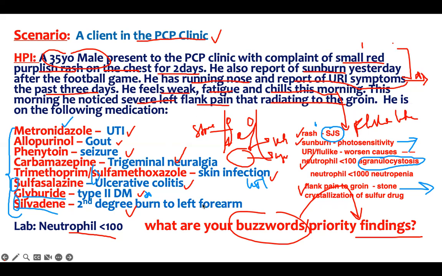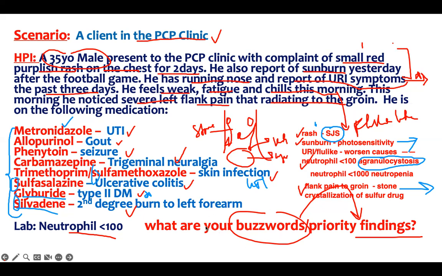So what did this patient have? Complications of sulfa drugs. He has a rash, Stevens-Johnson syndrome. He has a sunburn, photosensitivity. He feels weak, fatigue, and chills because he's getting sick. He has neutropenia, and he has urine symptoms for 2 days. Agranulocytosis with mild UR symptoms, you should intervene. This patient is developing sepsis and he has formed kidney stones. So it has all the features.